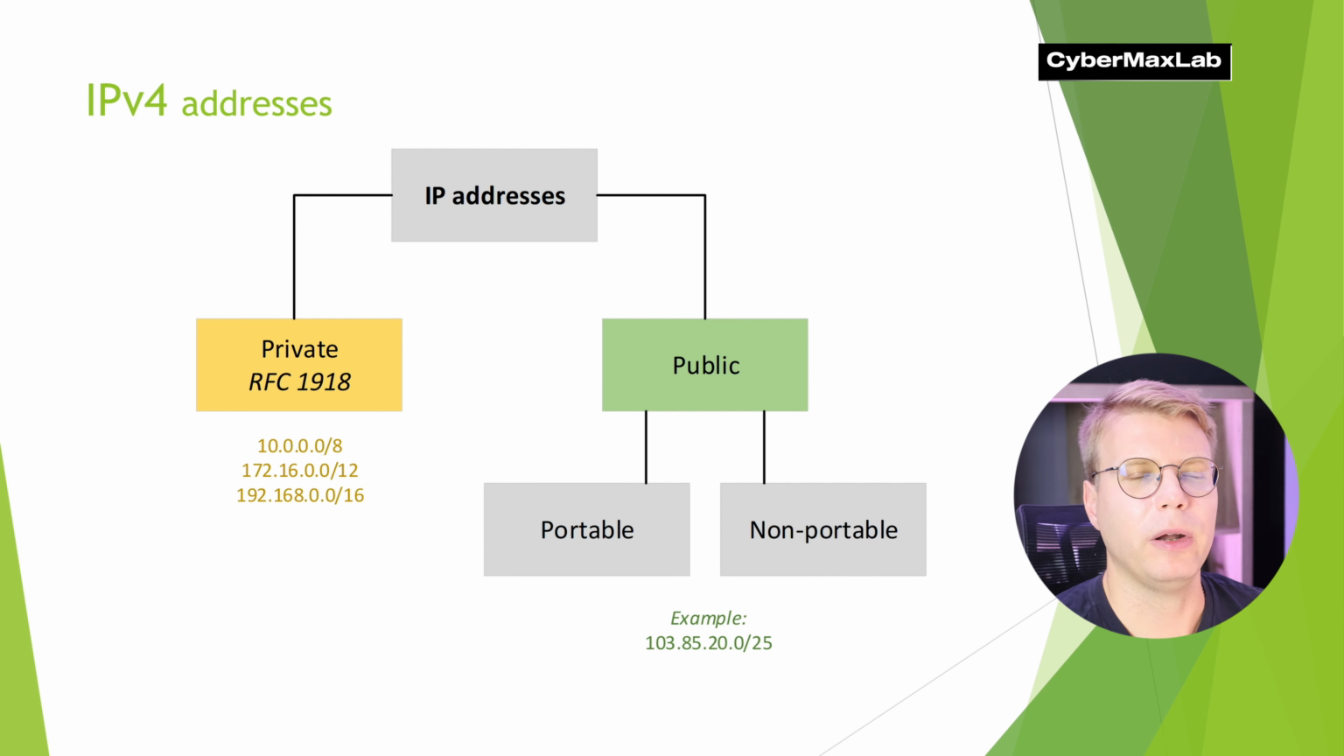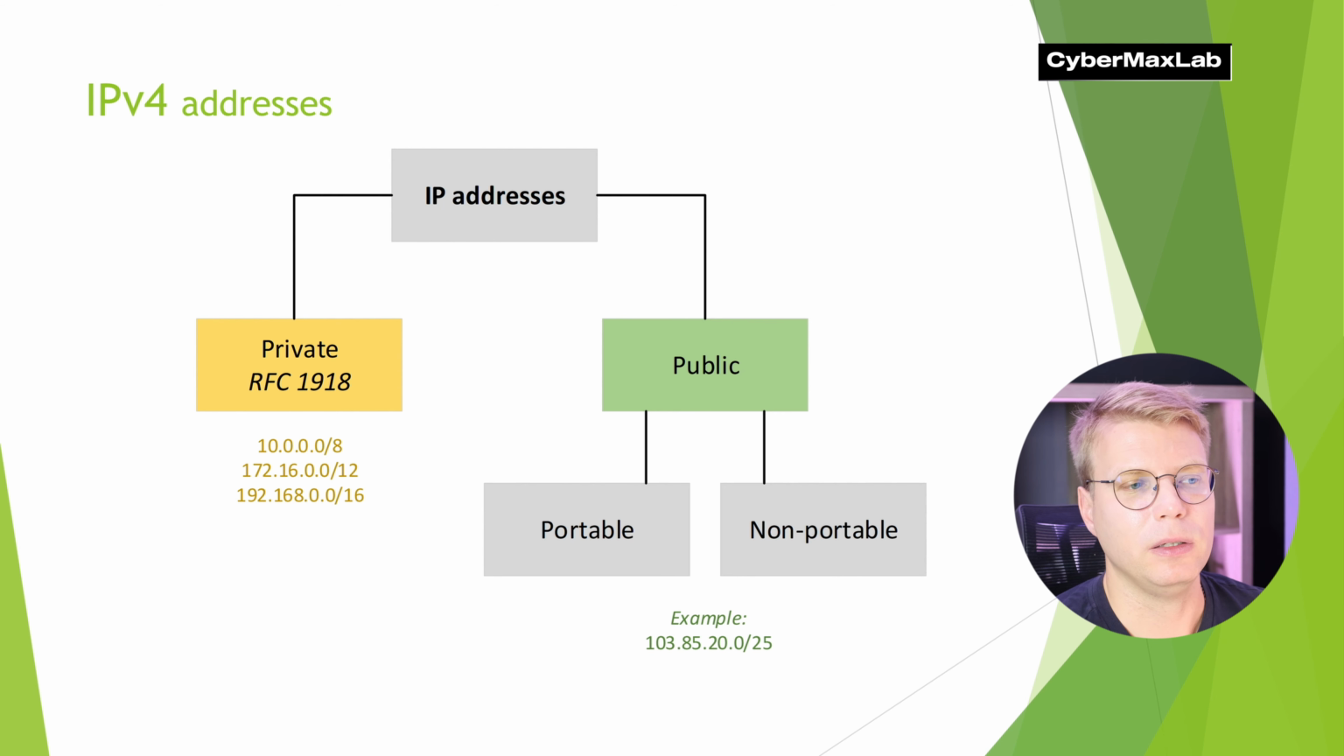But there is a catch. Private address space is not publicly internet routable, and if hosts with private addresses need to communicate to the internet, this needs to be translated. This is called Source NAT, or network address translation. This is the whole topic of conversation in this video.